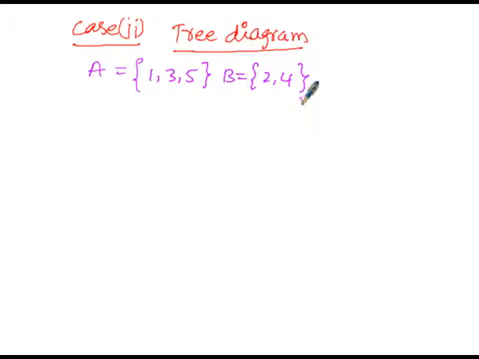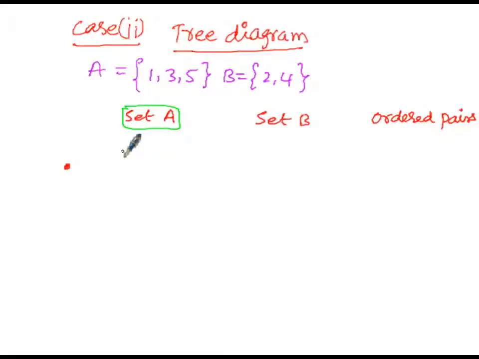So here we have to show these by means of tree diagram. Here are the elements of set A, and here set B, and here are the ordered pairs. So in set A the elements are 1, 3 and 5.